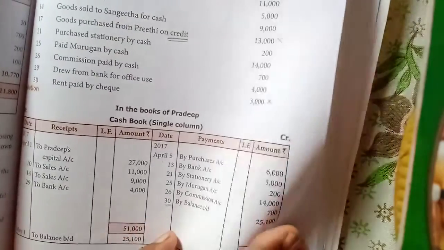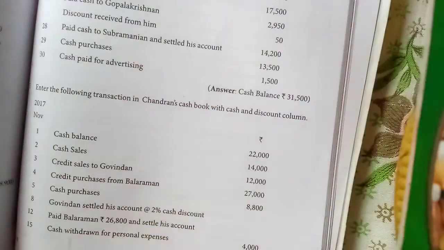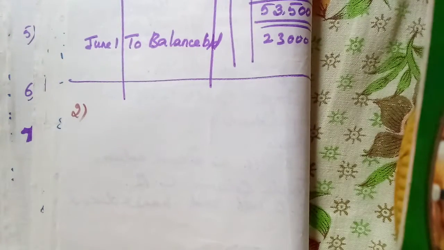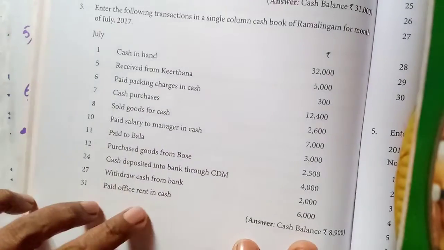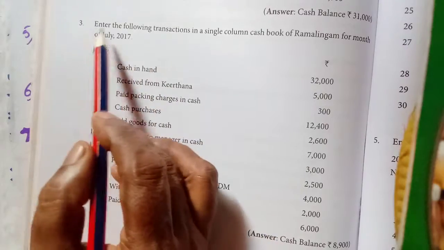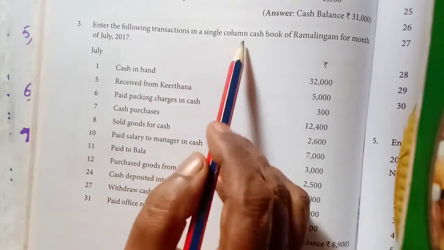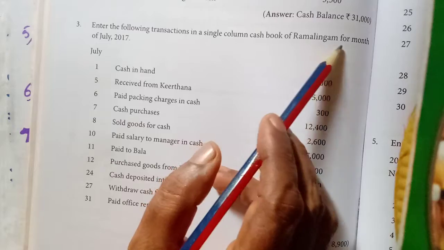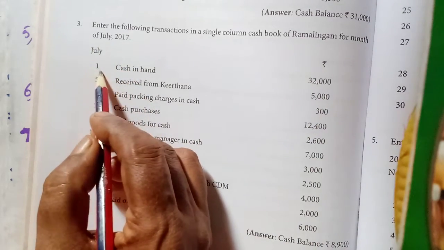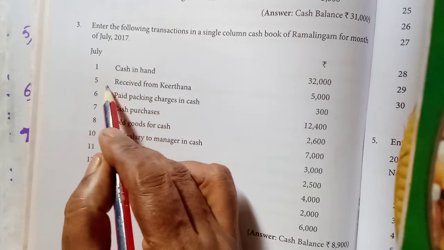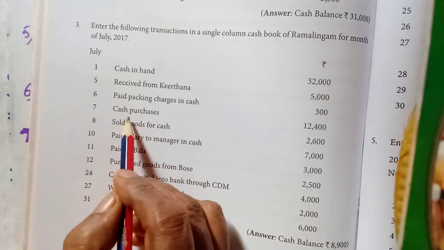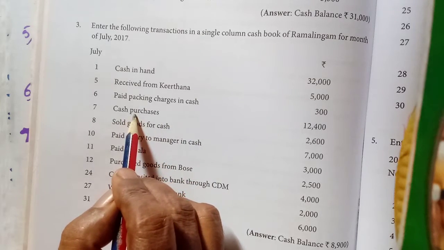Okay, now we will do the second exercise. Here 3 is written because the second one is cancelled. Enter the following transactions in a single column cash book of Ramalingam for the month of July 2017. July 1st, cash in hand. Then 5,000 received from Kirtana. Paid packing charges in cash. Which one will come and which one will not come, we have to mark.